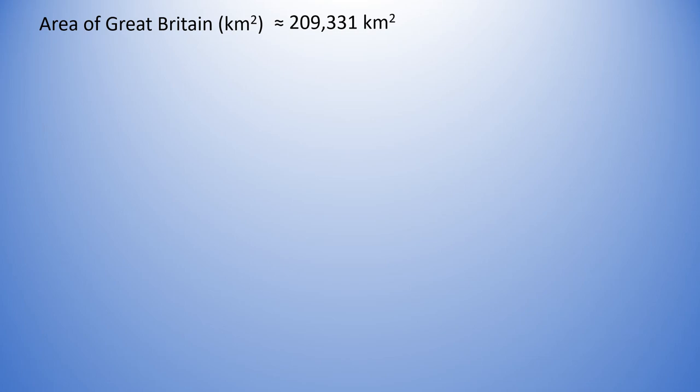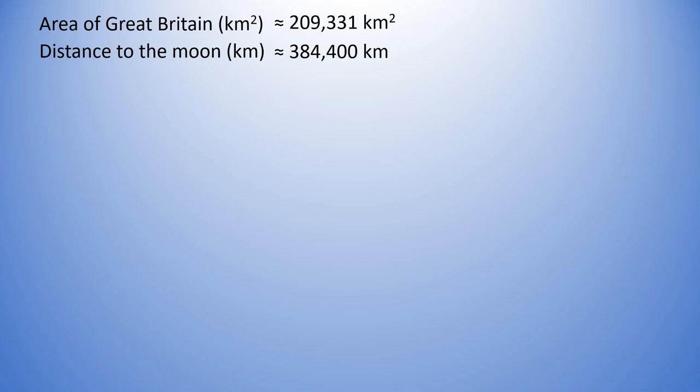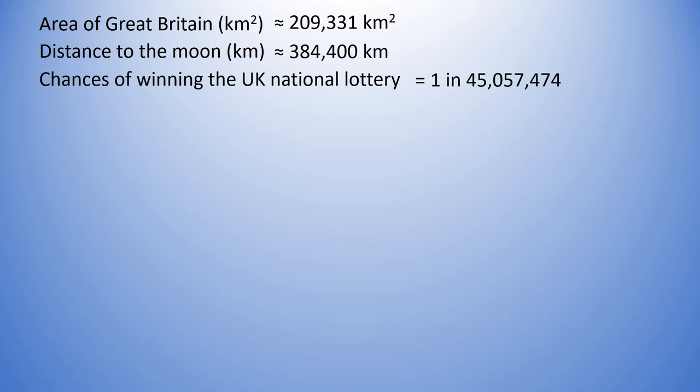So looking at some large numbers in context, we have the area of Great Britain in kilometres squared, approximately 209,000. It's quite a few. Distance to the moon, 384,000. Chances of winning the UK National Lottery, 1 in 45 million. Which actually is a very big number. To put that in context, if we were to look at one combination of letters for the National Lottery every second, the time taken to see all of the different versions would be 520 days. It would take a very long time to see all of those.